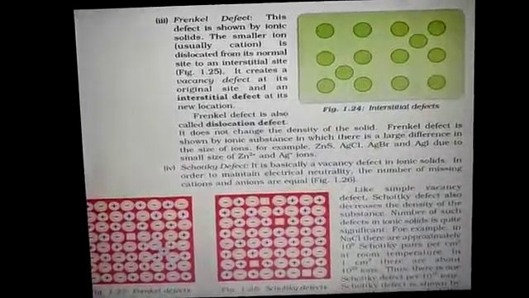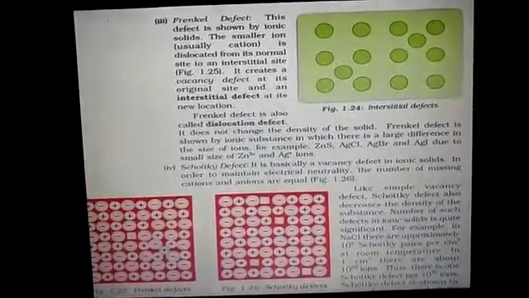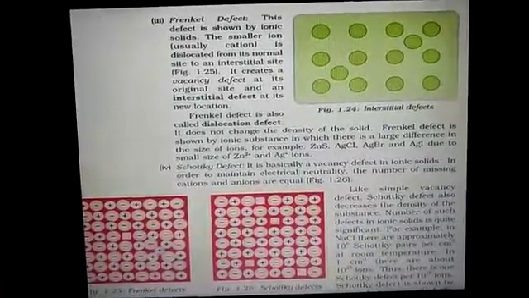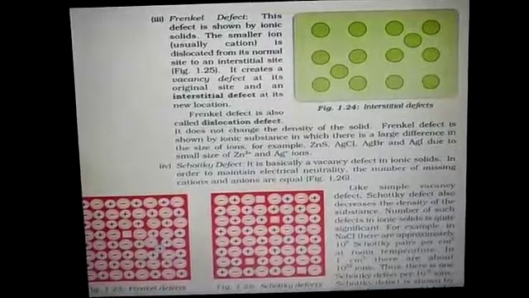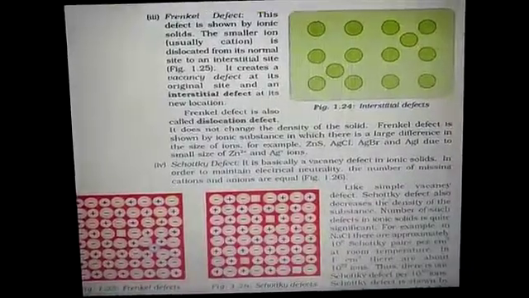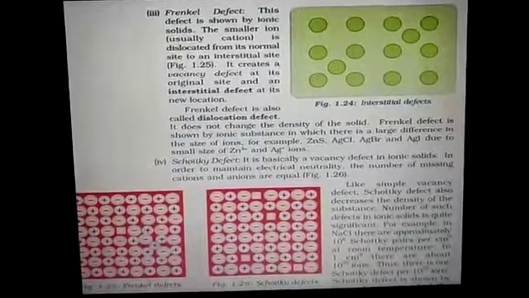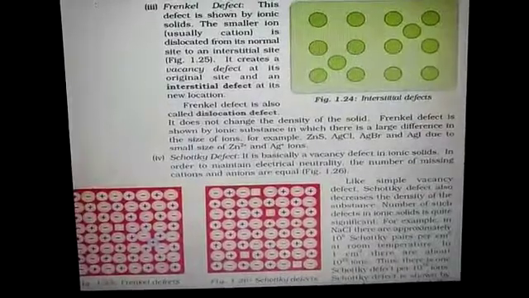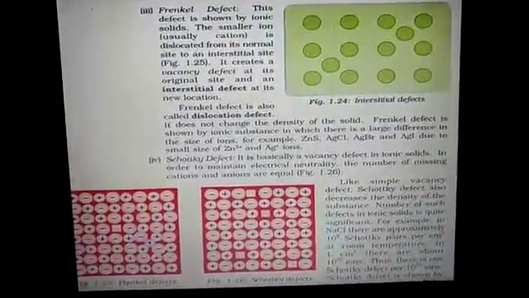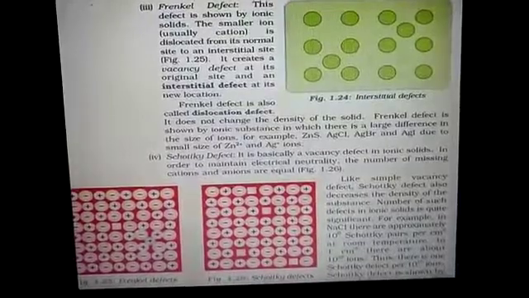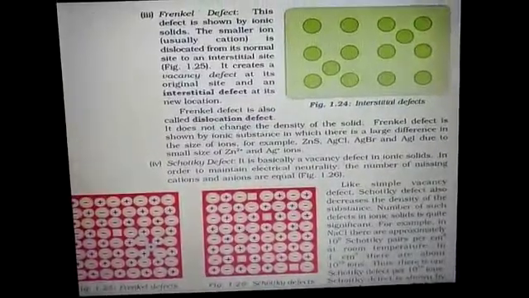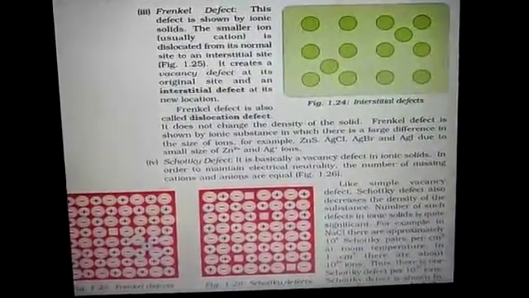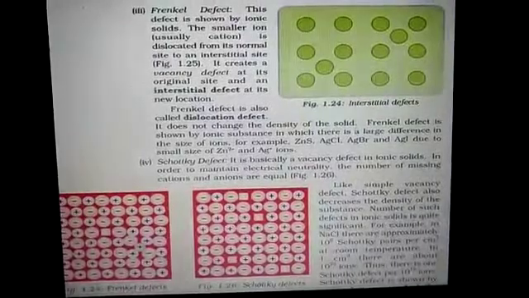The Frenkel defect is shown by ionic substances in which there is a large difference in the size of the ions. For example, ZnS, silver chloride, AgBr, AgI, due to the small size of zinc and Ag ions. While in case of Schottky defect, the Schottky defect is usually created when vacancy defect originates in the case of ionic solids. In order to maintain the electrical neutrality, the number of missing cations and anions are equal, then the Schottky defect is created.